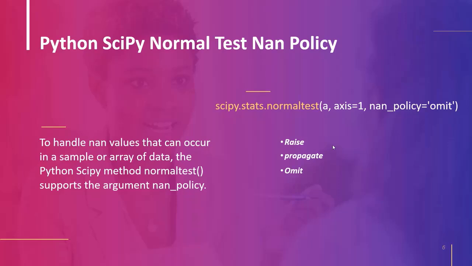Omit: none values won't be included in the calculation. The relevant entry in the output will be none if the axis slice along which the statistic is computed still has insufficient data. Let's see with an example how to handle none values while checking the normality of data.